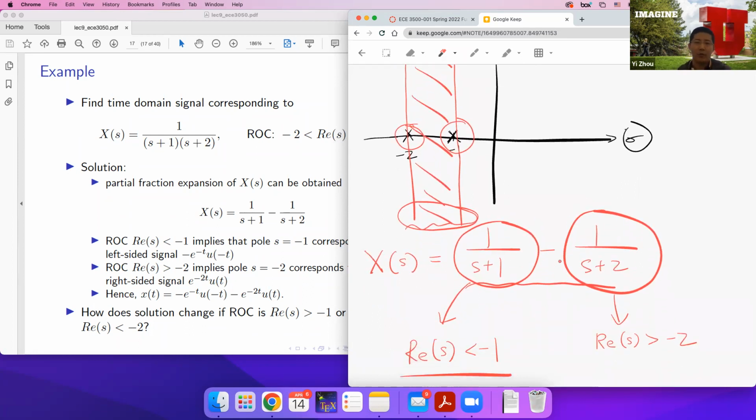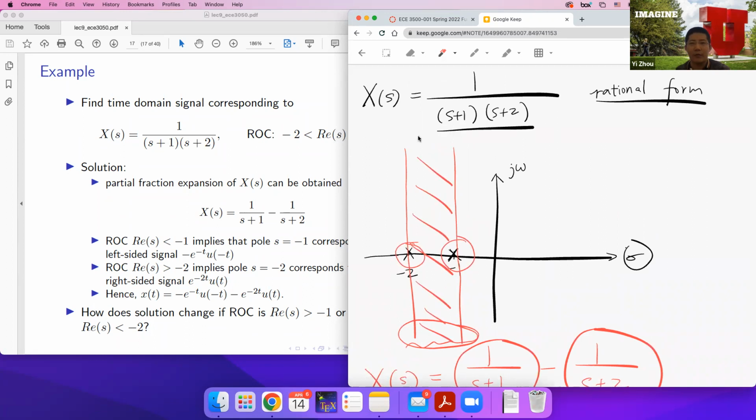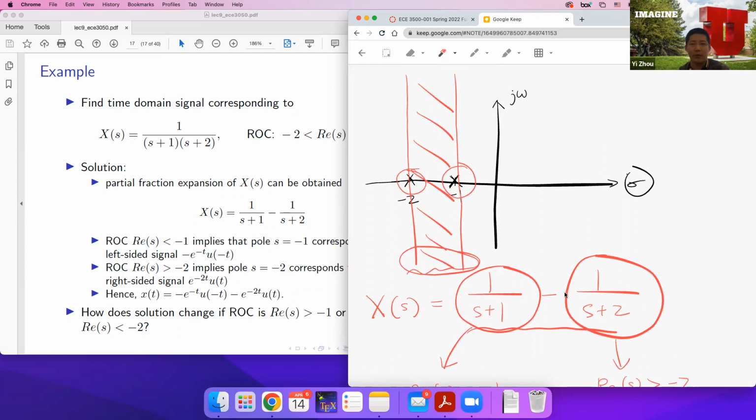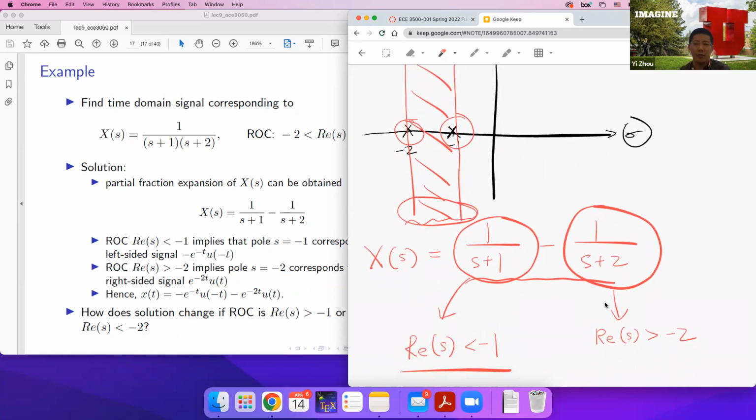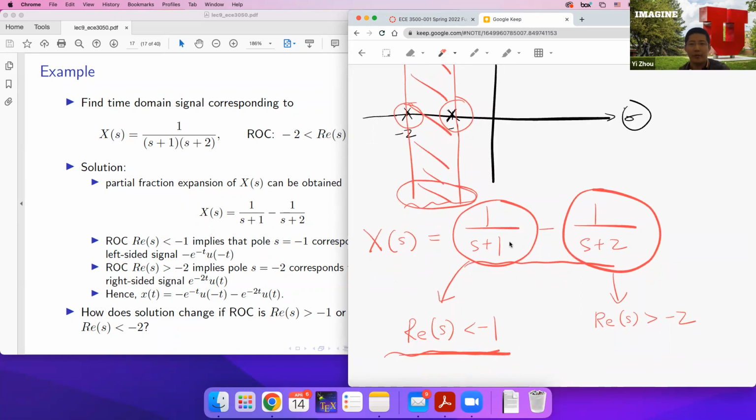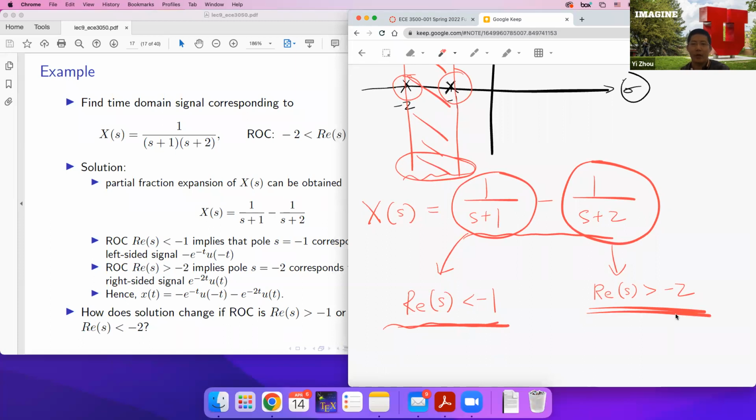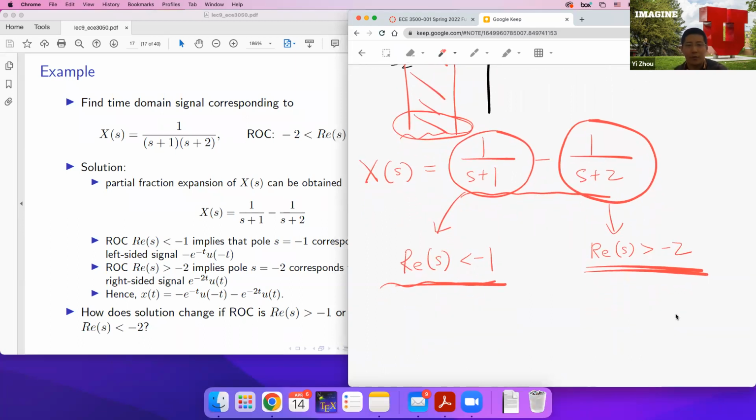Okay, so this is how you identify it. We start from the overall Laplace transform and the overall ROC. Then we do a partial fraction expansion, decompose it into two parts. And then by looking at the poles of these two parts, and also the overall region of convergence, we can identify their corresponding regions of convergence. So for the first one, the ROC should be to the left of the pole at -1. And for the second fraction, from this picture, the ROC should be to the right of the pole at -2. So this is how you identify the corresponding regions of convergence.